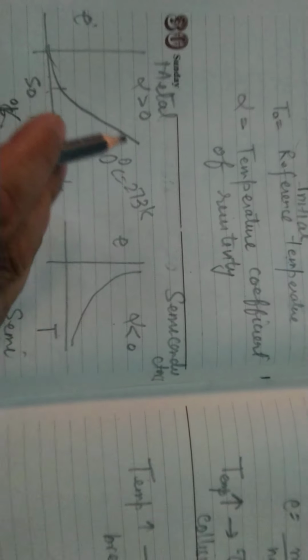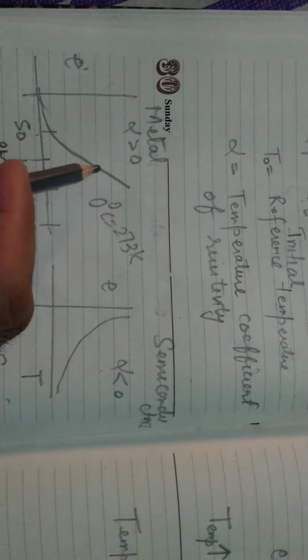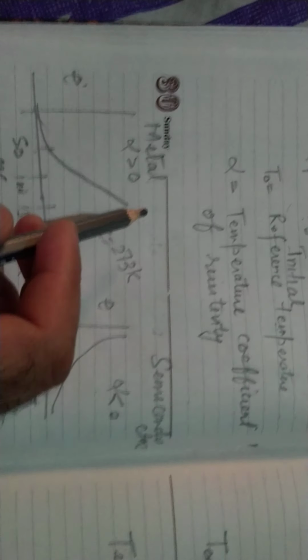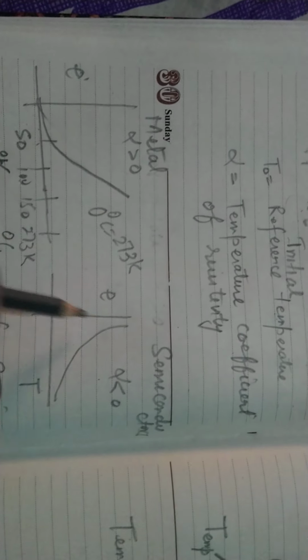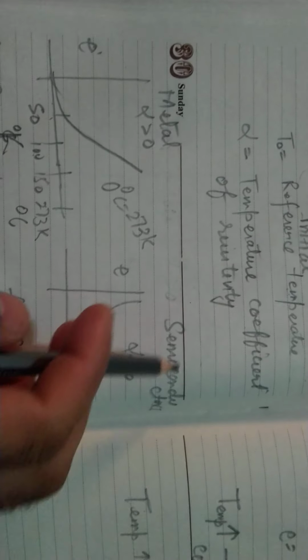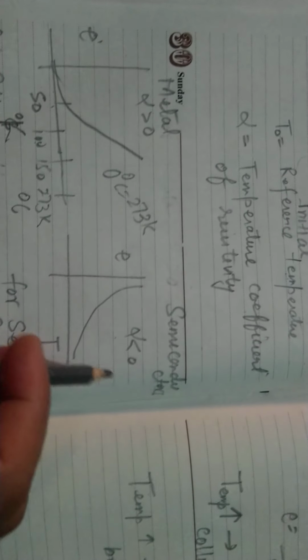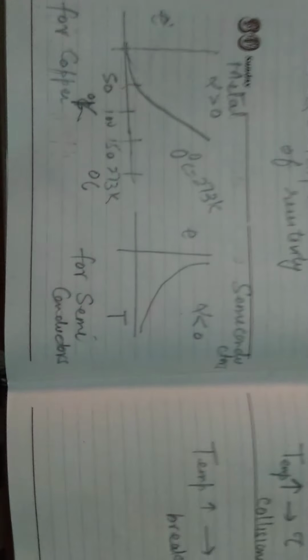Now for semiconductors the graph is totally different. It is like this. Here as we increase temperature resistivity is decreasing, because alpha is less than 0 for semiconductors. For metals alpha is positive, for semiconductors it is negative. That means when you increase the temperature, resistivity decreases for semiconductors, while for metals the resistivity rises. So what is the reason for this?